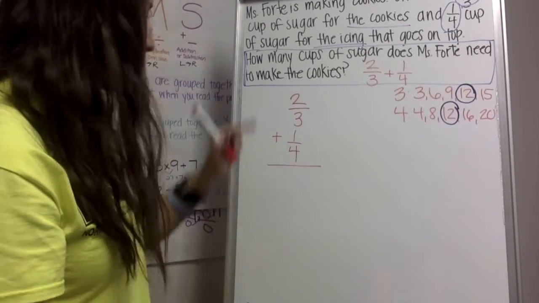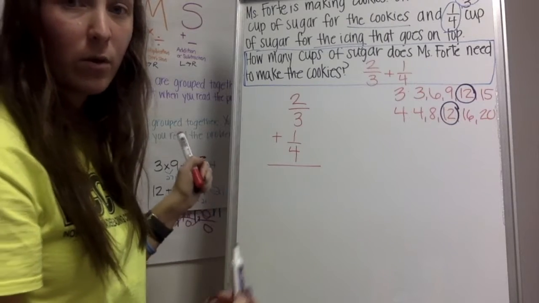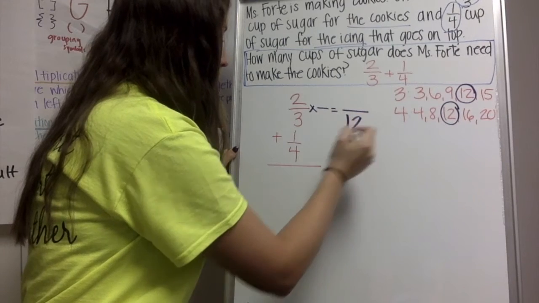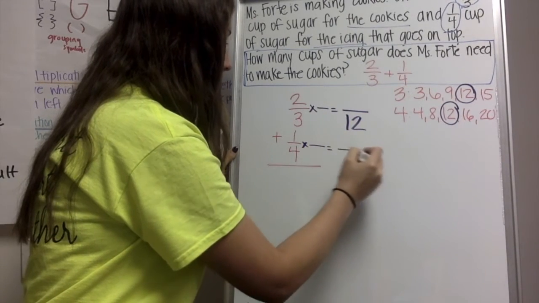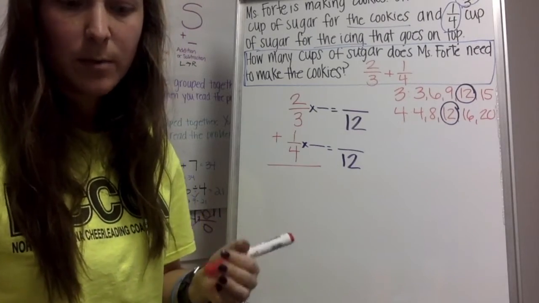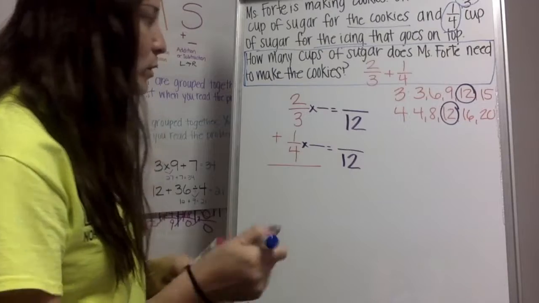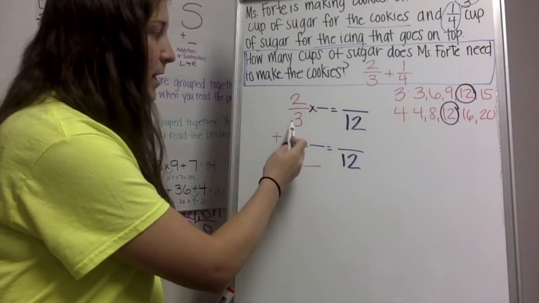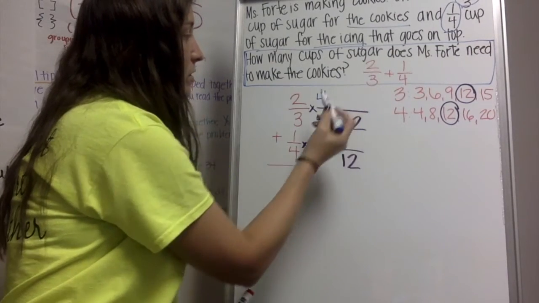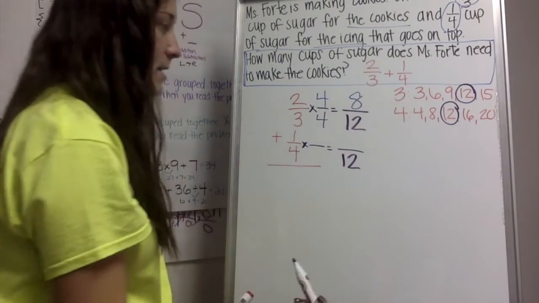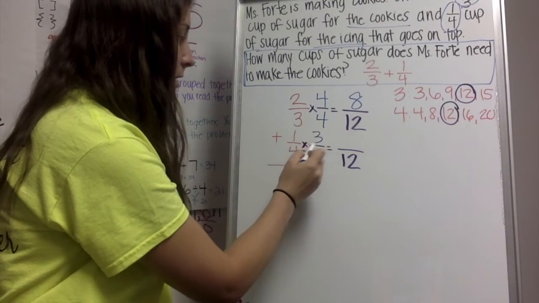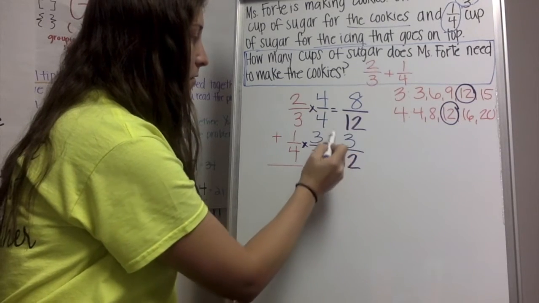So I've got to change my 2/3 to have a denominator of 12 and my 1/4 to have a denominator of 12. So I am going to write it out just like this. I go ahead and put 12 down there because I know that 12 is going to be my denominator. And then I'll grab my blue and I've got to ask myself, what do I multiply 3 by to get to 12? So I know that 3 times 4 is 12. So I've got to do 4 times 2, which is 8. And then 4 times 3 gives me 12. Then 1 times 3 is 3.